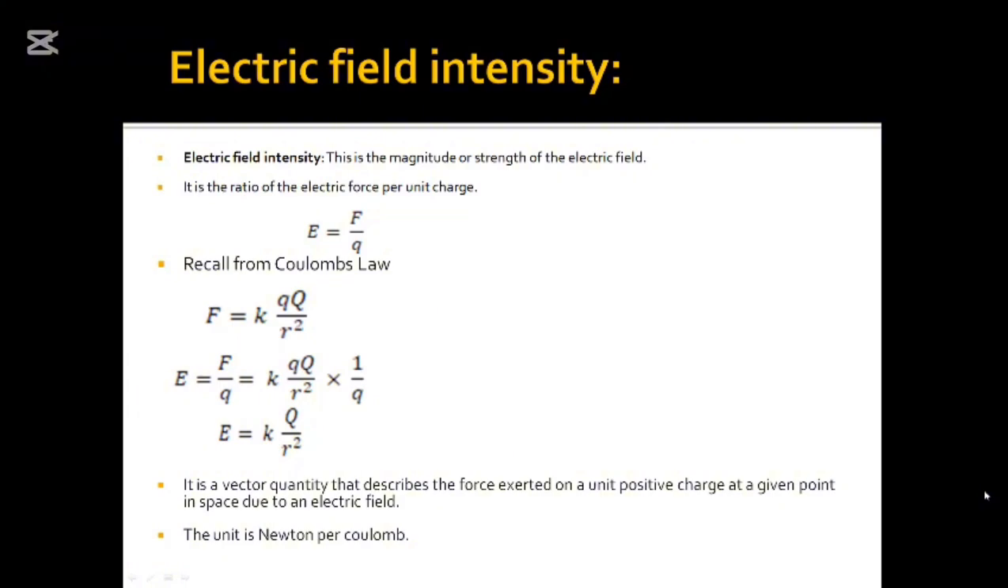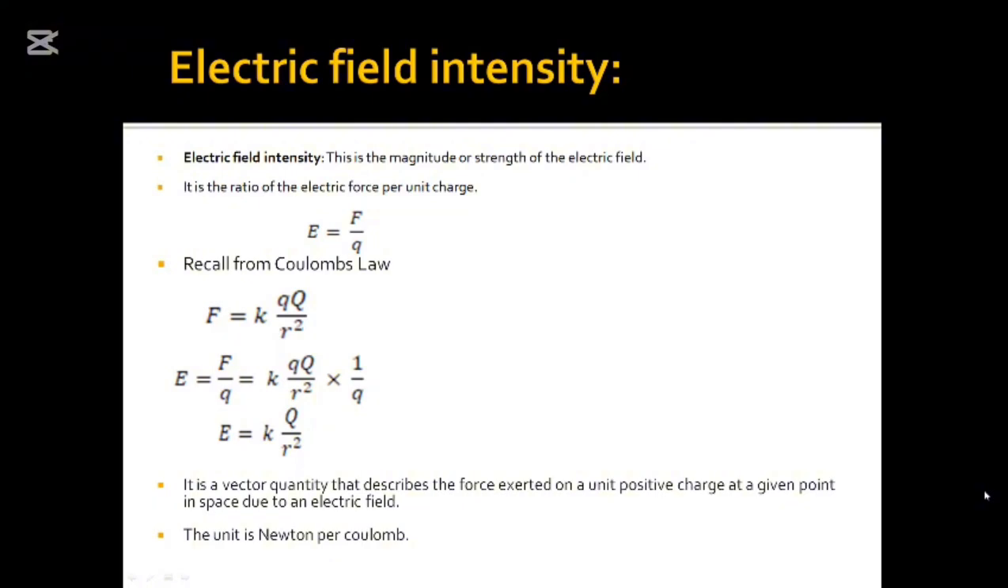That gives me E equal to K, capital letter Q all over R squared. Why? Because the small letter q divides the small letter q up there, and the two of them go, leaving E equal to KQ over R squared. And that is the equation of electric field intensity. It is a vector quantity, and it describes the force exerted on a unit positive charge at a given point in space due to an electric field.